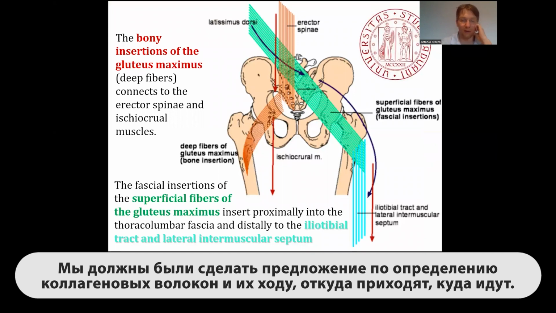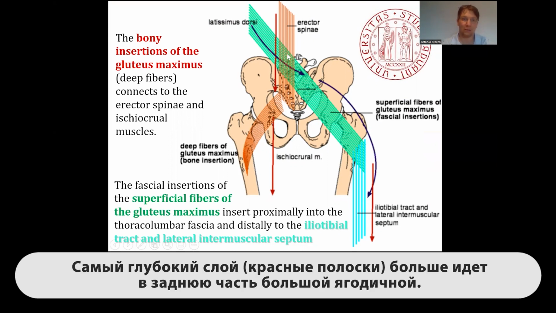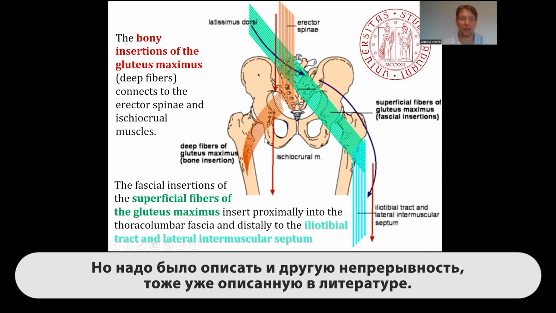So we have tried to give our proposal how we define the collagen fiber and how we identify from where they are coming, from where they are going. So the deepest fiber, the red one, are related to the more posterior part of the gluteus max, more of the rectus spinae, and going to the more posterior part of the cuff. So these are the deep fiber, the deep part that will work a lot for what we call the sagittal plane.